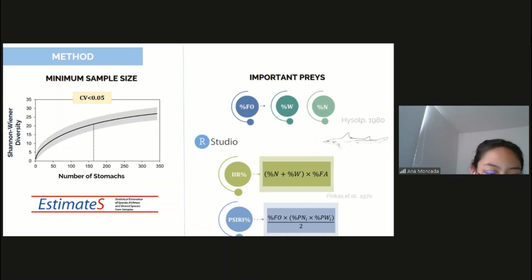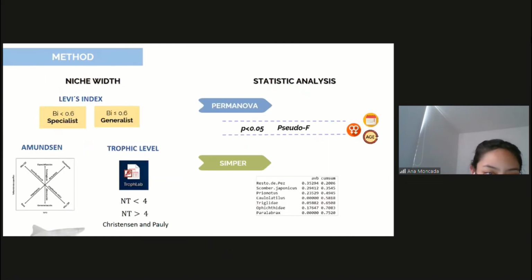The most important prey species within the trophic spectrum were identified using the numerical, gravimetric, and frequency of occurrence methods. Once these values were obtained, we calculated the index of relative importance, which allowed us to make comparisons to previous studies, and the prey-specific index of relative importance. Trophic niche breadth was estimated using Levin's index, which showed us if they were specialist or generalist predators, and this was complemented with Amundsen's graphical method.